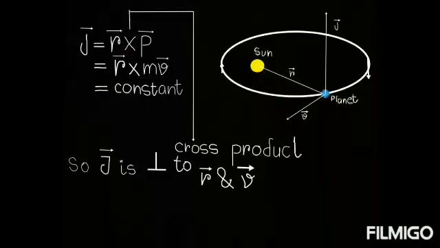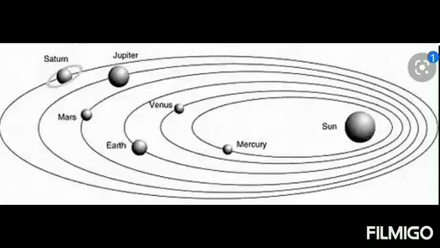This is at least a partial proof of Kepler's first law, which I am again repeating, that all planets move around the Sun in elliptical orbits, having the Sun at one of the foci.